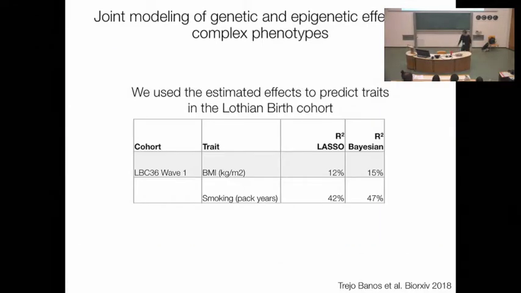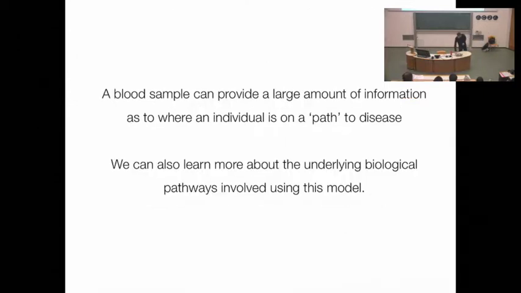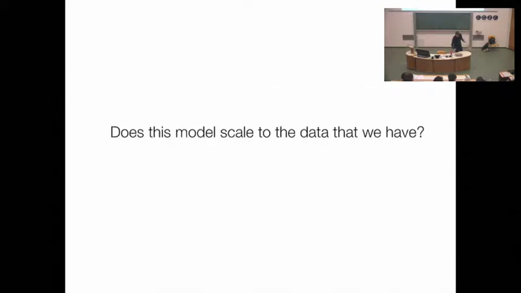Not only that, but we beat Lasso in terms of prediction in an independent set. So we go into another Scottish data set. That's the R-squared from Lasso, and we do a little bit better depending upon whether we want to predict BMI or smoking. So this just demonstrates that a blood sample can actually provide a large amount of information about you as to where you are on a path to disease. It's essentially regressing the phenotype onto itself, so we explain a lot of variation. And by doing that, we can also learn a lot about the underlying biological pathways involved in that process. But that model looks great. Well, I'm happy with it anyway.